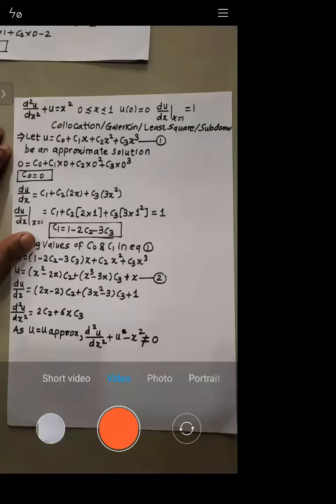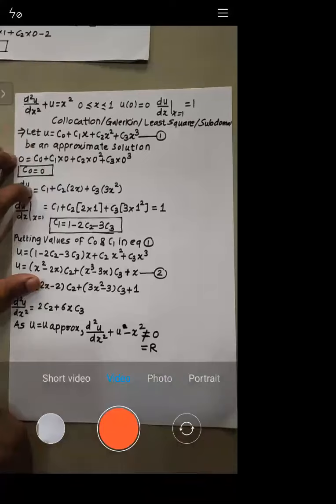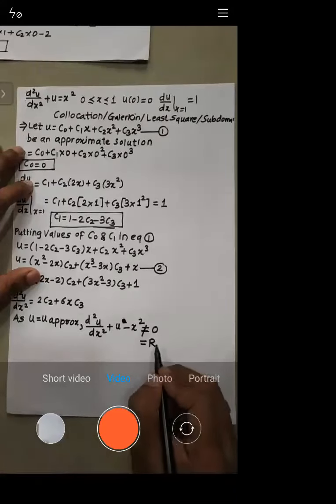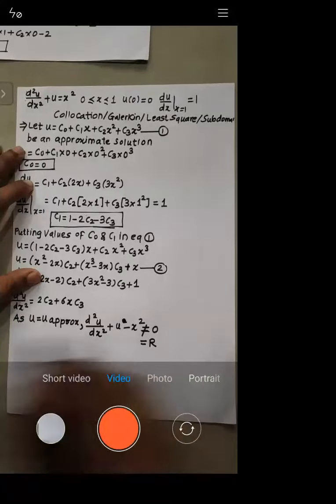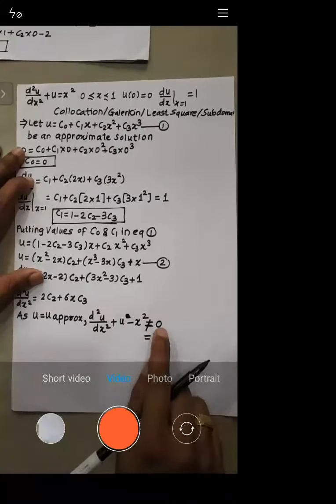See, 10 is your exact answer, and whatever answer you are getting is 9. So there is some error between 10 and 9, and that error is 1. That error we call the residue, and we want this residue, that is the error, to be equal to 0.